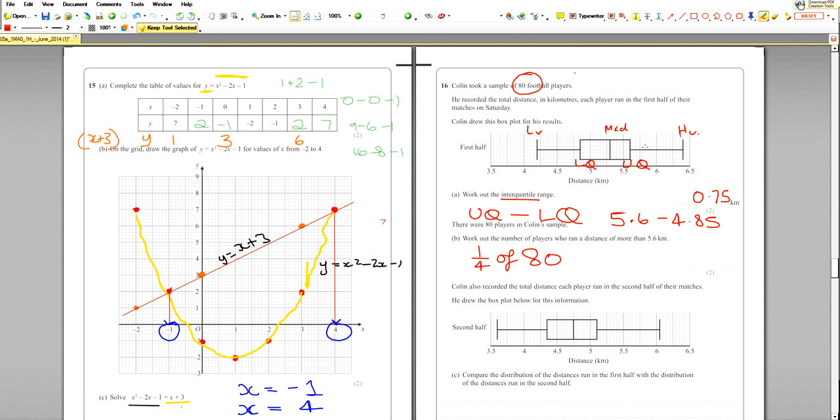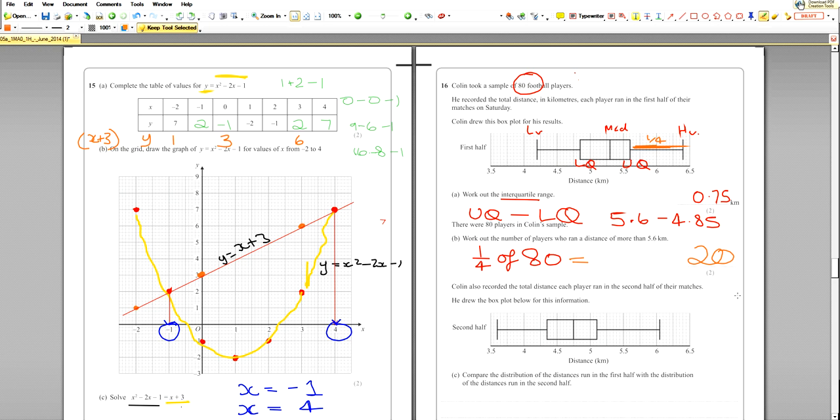So this part here represents 1/4 of the data values. The data value was 80. Can you see that 80 there? So 1/4 of 80 will be 80 divided by 4. That will give us a lovely answer of 20. Beautiful.